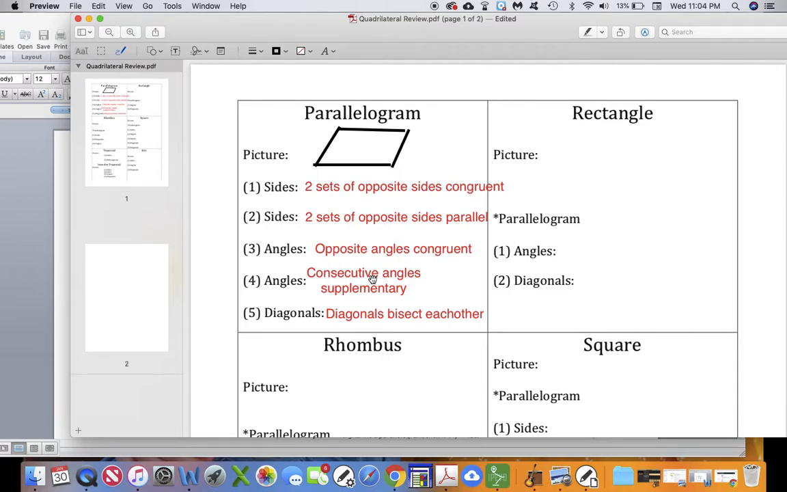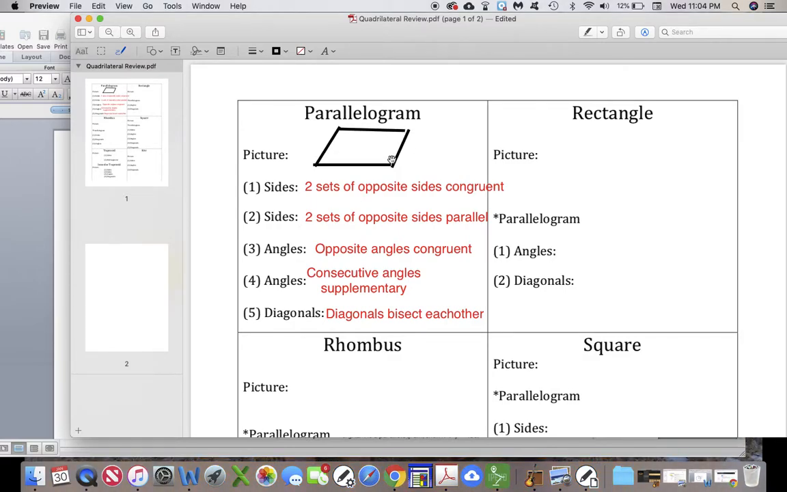And then the consecutive angles are supplementary. Consecutive means ones that are right next to each other. So I'm talking about this angle here and this angle here. Those two would have to add up to be 180 degrees. Now these two are consecutive, but also this one is consecutive with this one. So these bottom two would have to add up to be 180. And these two on the side are consecutive, so these two would add up to be 180, and these two would add up to be 180 also.